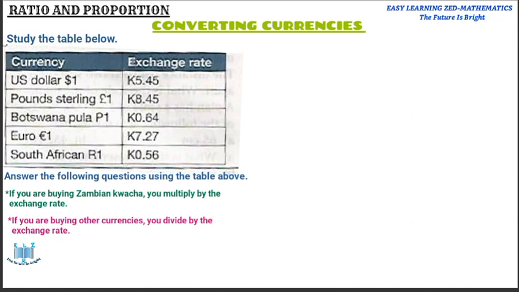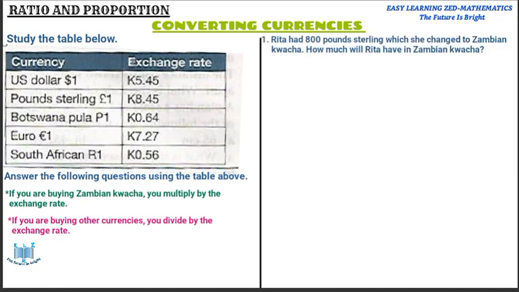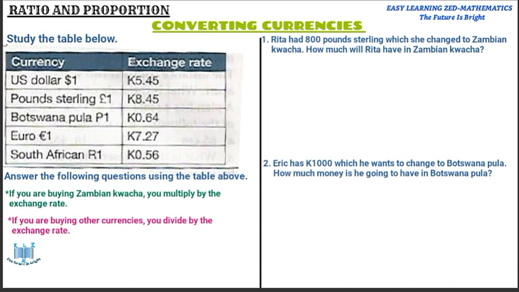Now let's go into the questions. These are the two questions I'm going to use. The first one: Lita had 800 pounds sterling, which she changed to Zambian kwacha. How much did Lita have in Zambian kwacha?